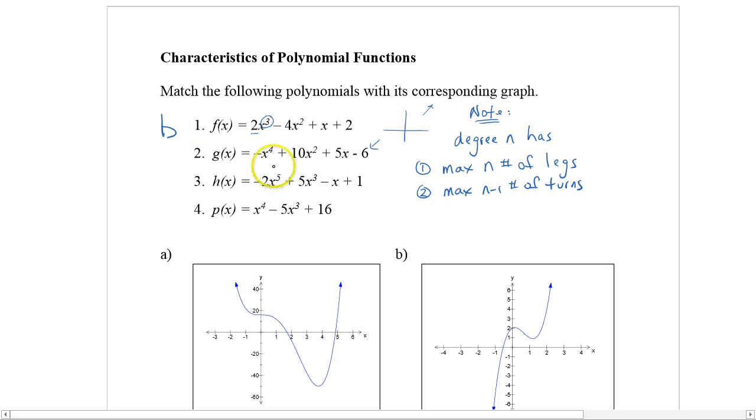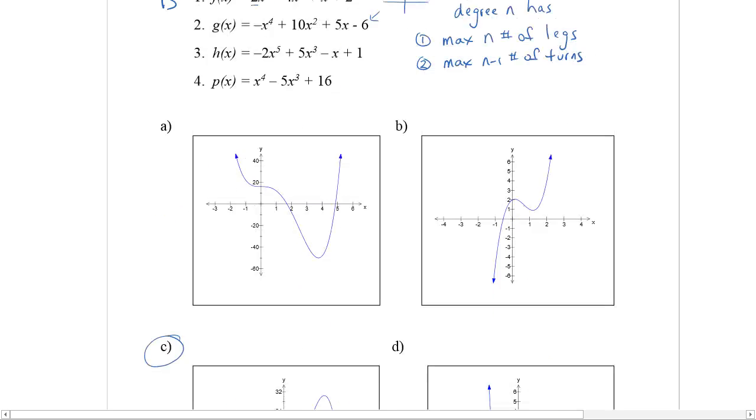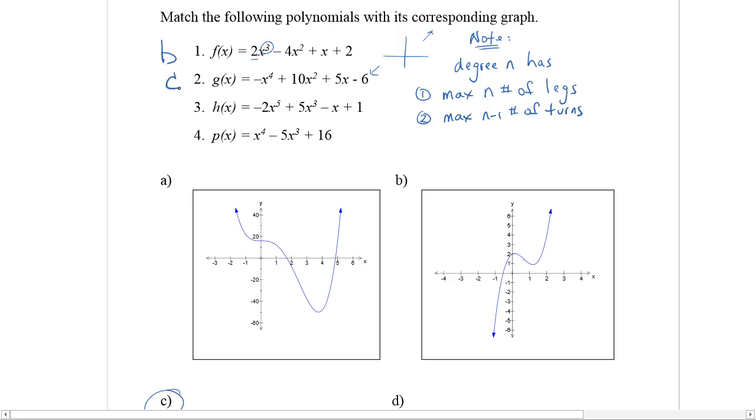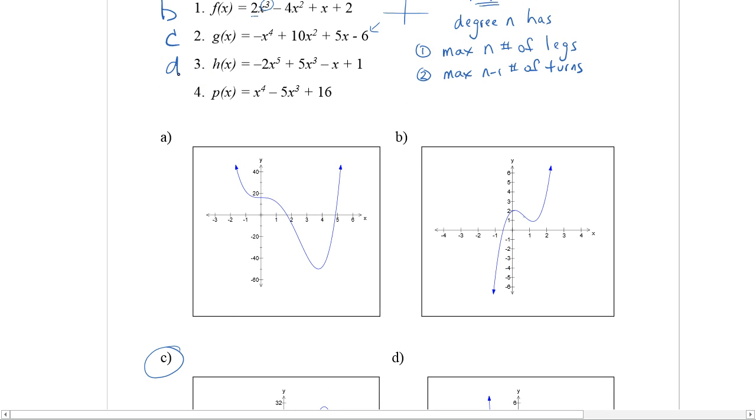How about number 2? It is x to the 4th and it's negative, so that means it's going to be going down to the left and down to the right. And the only one that does that is C, so I'm going to say C for that. For number 3, it's negative and it's odd, so it's going to be going up to the left and down to the right. That looks like it's letter D. And for number 4, x to the 4th, it's even and it's positive, so it's going to be going up to the left and up to the right, so this would have to be A. Hope that makes sense for you.